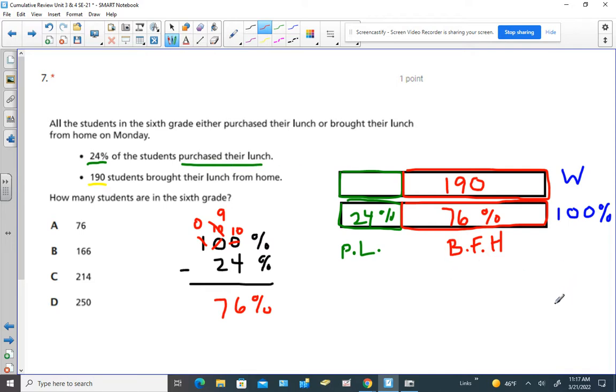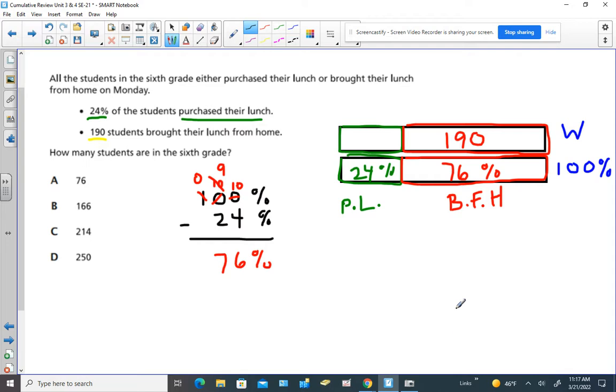All right, so now since we're looking for the whole, we need to set up a proportion. When we set up a proportion, we're going to do parts and wholes. Parts and wholes. And what do we have both of? We have both of these, so that's how we know we're going to be working with this percent rather than this one. 76 out of what? It's 76 out of 100. Let's write it as 76 out of 100.